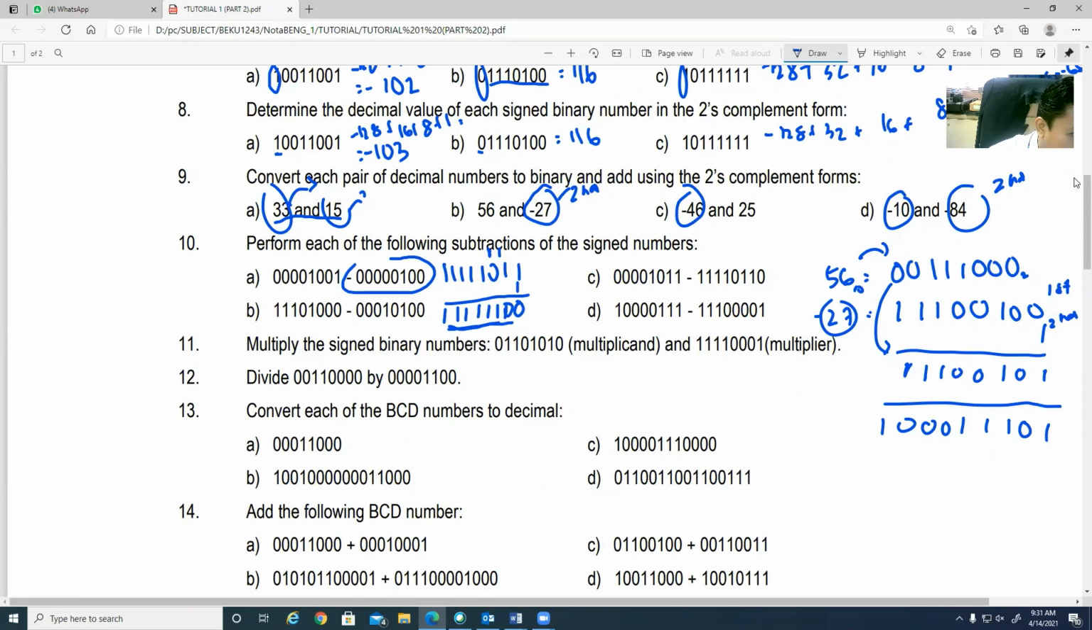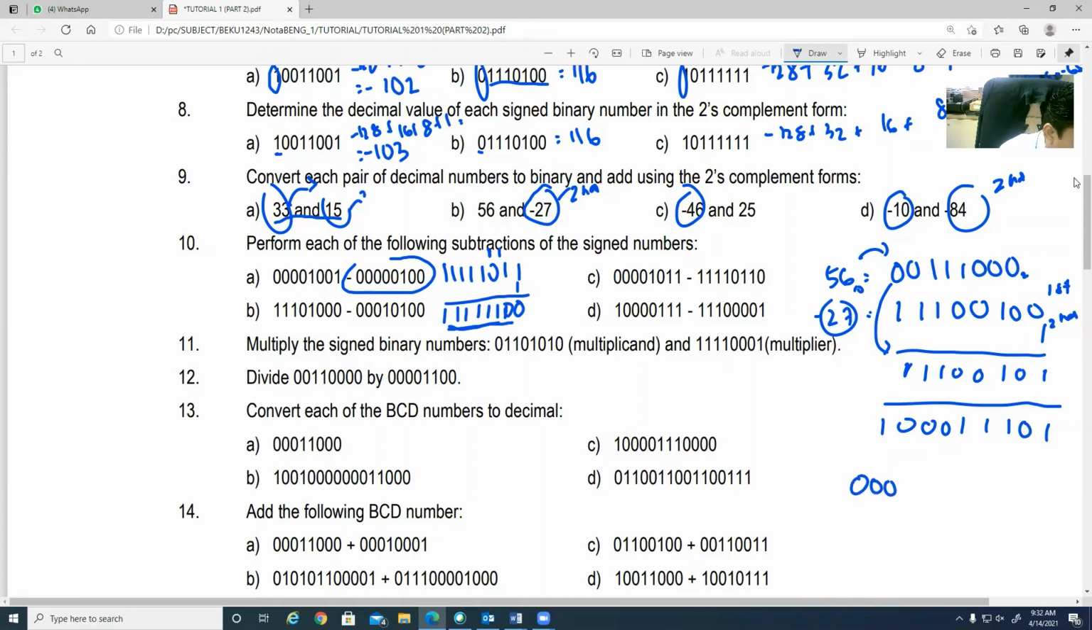Subtraction, 0000100. We have to add this one, because we change the operation of the negative here to the positive, because we do second complement. So the answer will be this one. You can try and check the answer. Maybe I just show the example here.